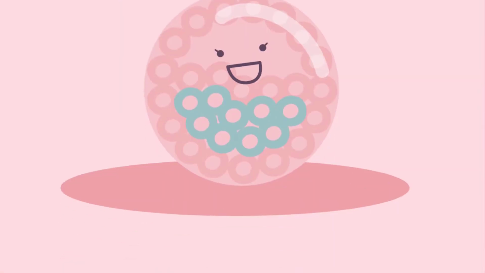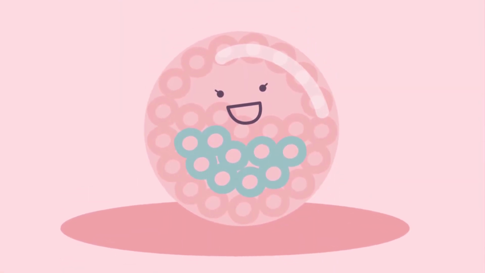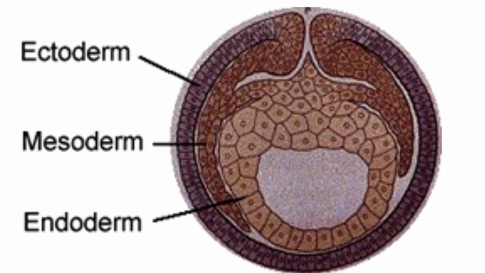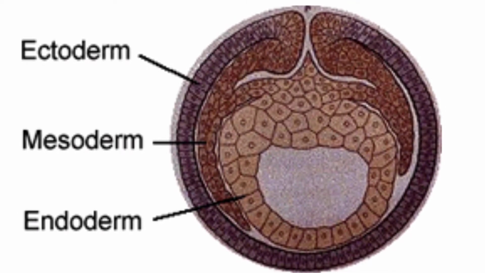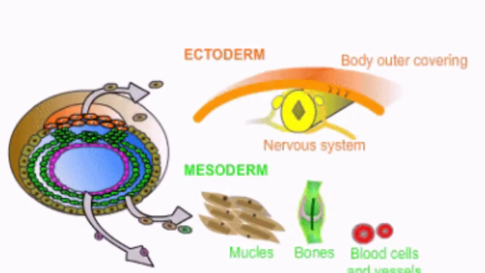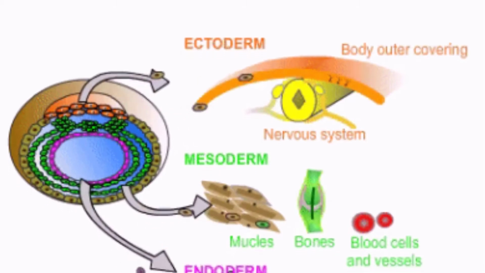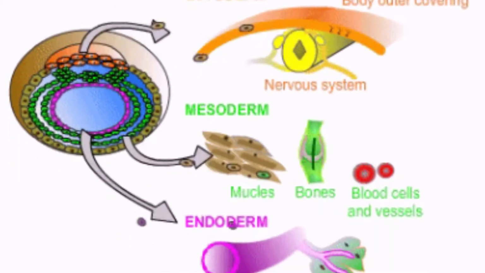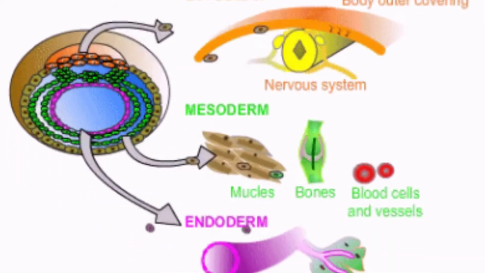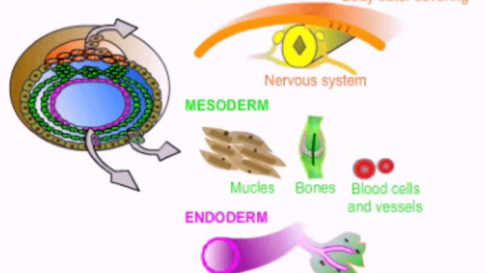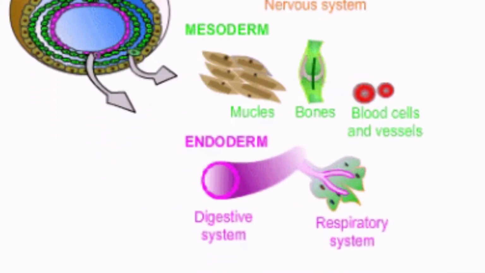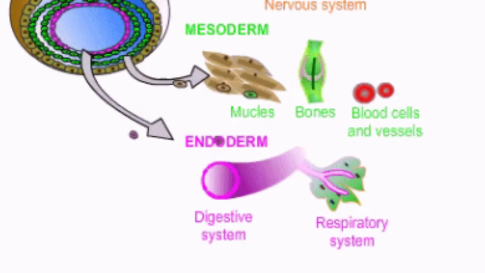The 3 embryonic layers of cells begin to form. These are the ectoderm, the mesoderm, and the endoderm. The ectoderm forms the central nervous system, special senses, skin, and glands. The mesoderm forms the skeleton, the urinary, circulatory, and reproductive organs. The endoderm forms the respiratory system, along with the liver, the pancreas, and the digestive system.